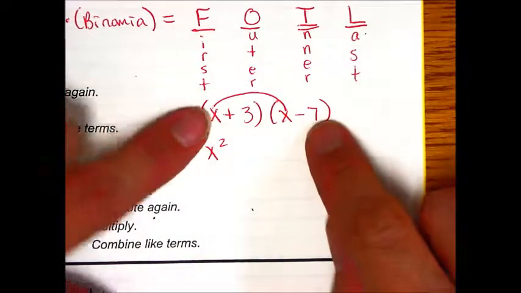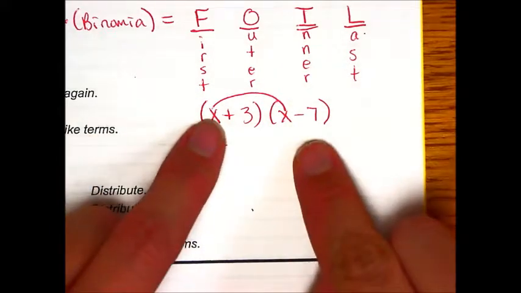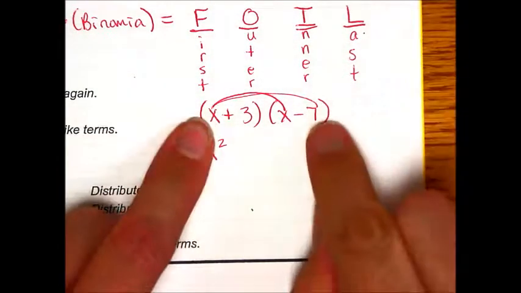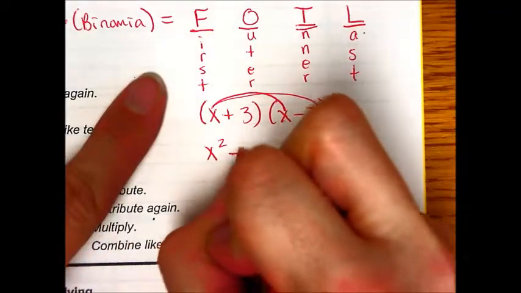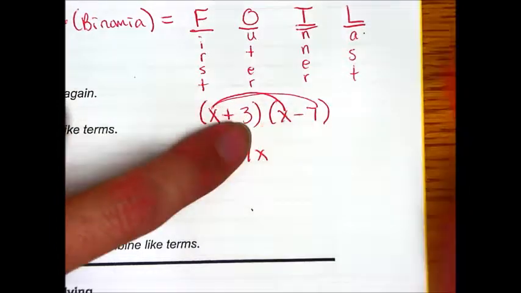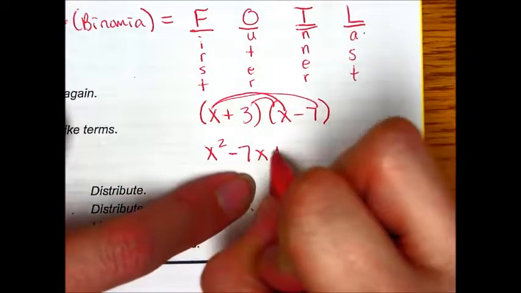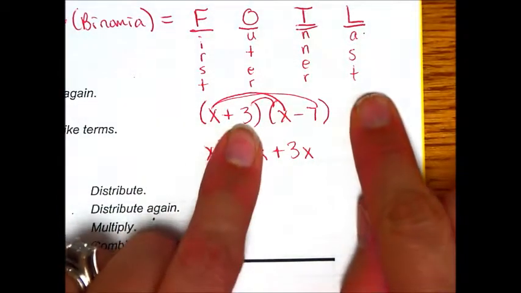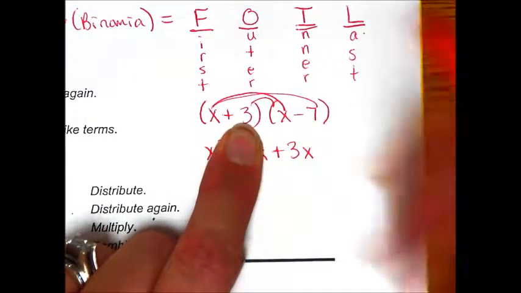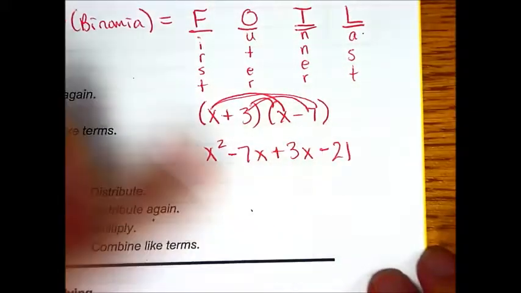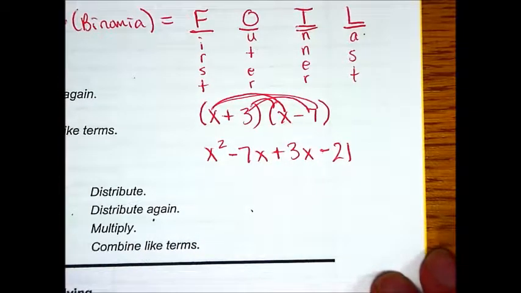Okay, outer means the outer edges of this, x and negative 7. x times negative 7 is negative 7x. Inner, see the two on the inside, 3 times x is 3x. Last means the last term in this set and the last term in this set. Like 3 times negative 7 is negative 21. You just foiled. Now, you do have to simplify.